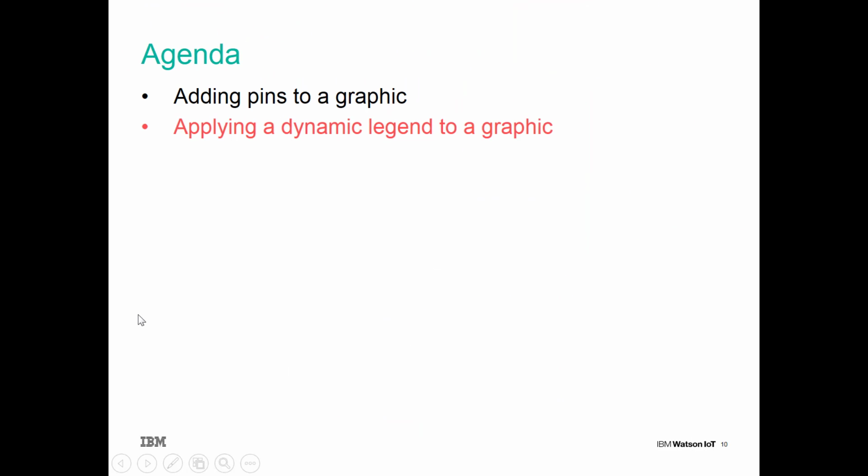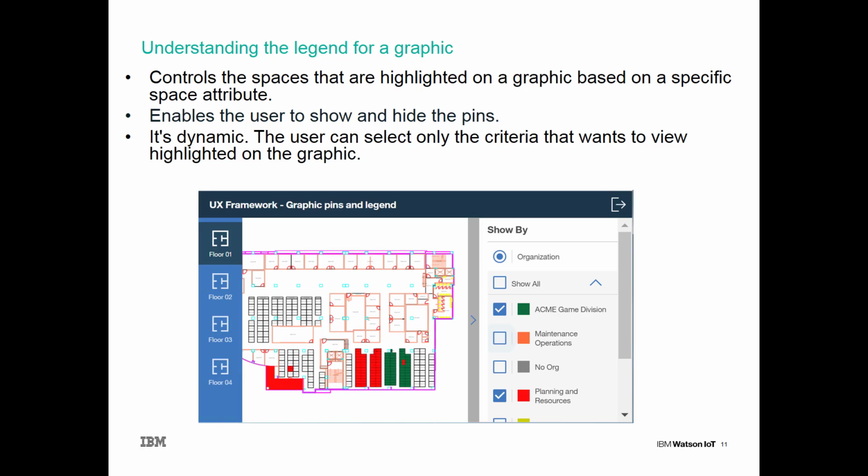Now I will present to you how to apply a dynamic legend to a graphic. A graphic legend is a component that controls the spaces that are highlighted on the graphic based on a specific space attribute. It is dynamic. The user can select only the criteria that he wants to view highlighted on the graphic. The graphic legend also enables the users to show and hide the pins that are displayed on the graphic. To understand what I am talking about here, I will show you the demo application using a graphic legend.